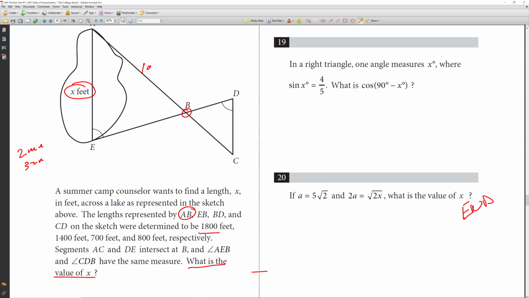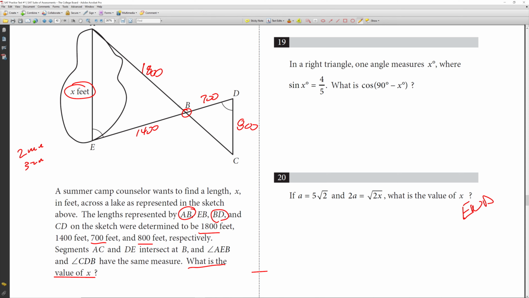So this is 1800 feet. EB is 1400 feet. BD is 700 feet. CD is 800 feet. Segments AC and DE intersect at B, and angle AEB and angle CDB have the same measure. So what does this tell you? That this is the same as this angle.